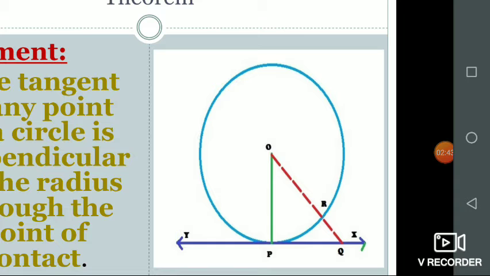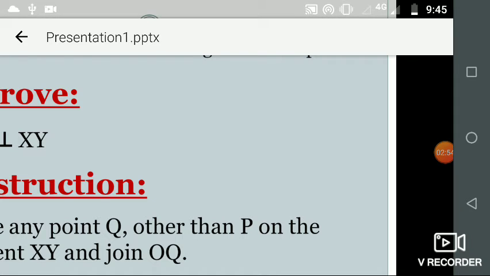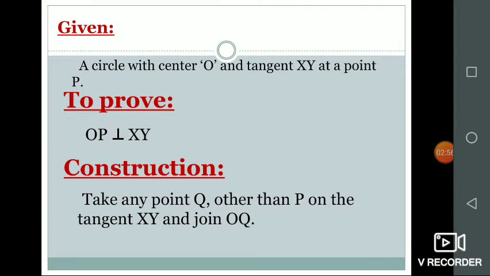OQ is intersecting the circle at point R, so OR is also a radius. Given a circle with center O and tangent XY at a point P. To prove: OP is perpendicular to XY. Construction: take any point Q other than P on the tangent XY and join OQ.